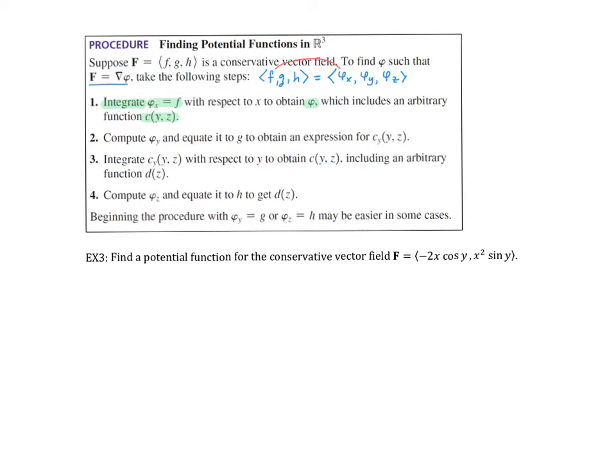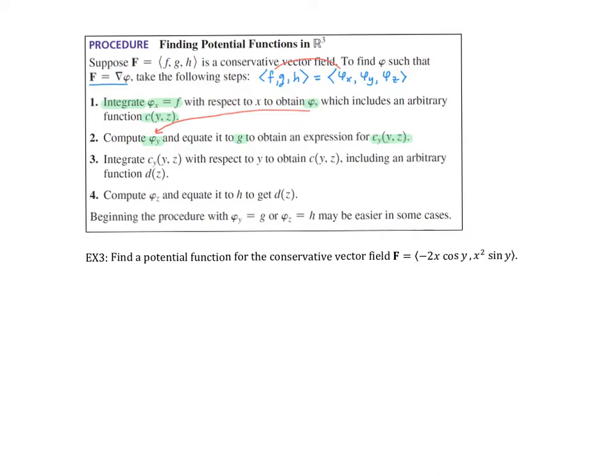Well, what you could do is take this possible phi function that you got in step 1 and compute the partial derivative of that phi function with respect to y. That has to be equal to the g component. So if you set these two equal to each other, you should be able to find an expression for that constant, the partial derivative of that constant with respect to y. Now this is all just blah, blah, blah.